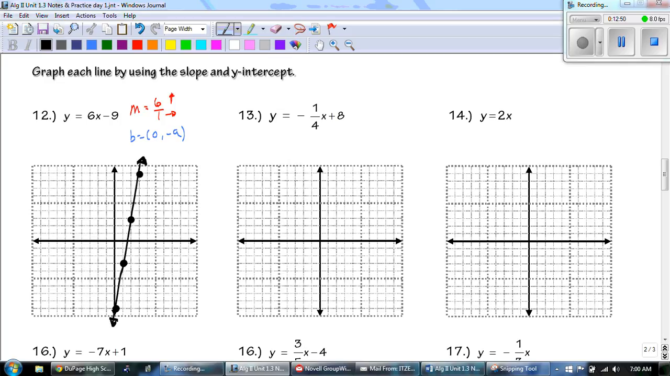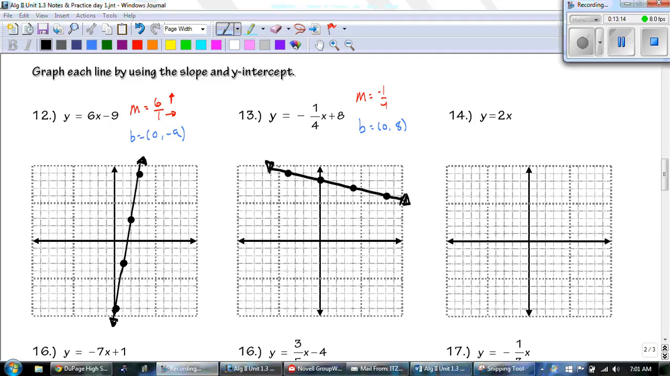Okay, number 13, why don't you try 13 on your own? Know that your slope is a -1/4, and your y-intercept is 0, 8. Okay, pause the video and good luck. Okay, and there you go. Remember, we're starting at 0, 8, so that's where I'm at. And I can check my slope that I went down 1 and to the right 4, and I do that each time.